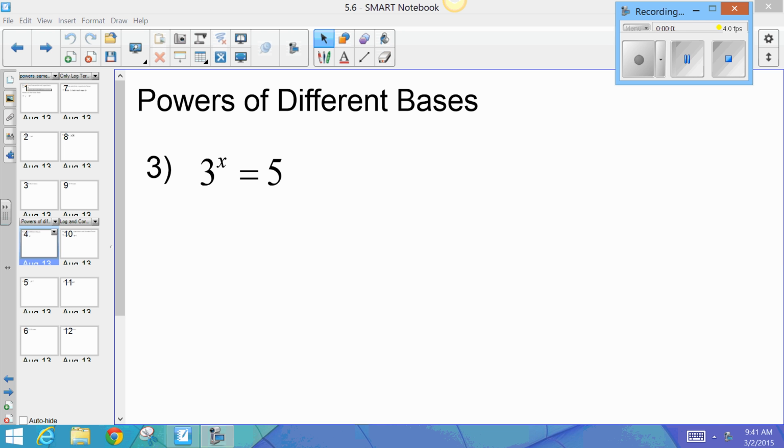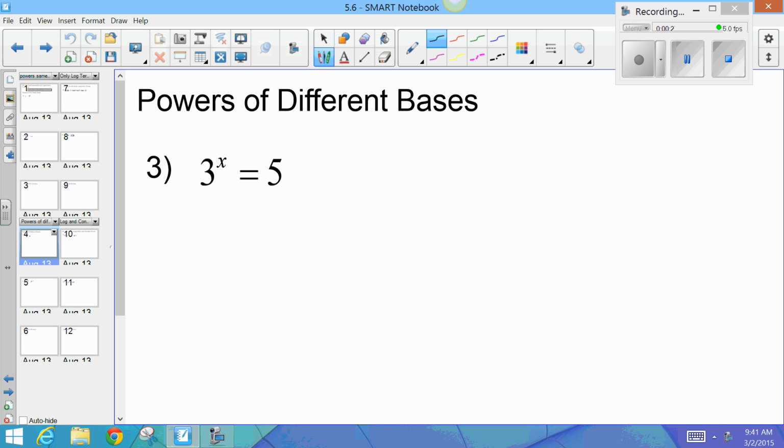This is pre-calculus notes on powers of different bases, section 5.6. For this problem that you see here, there's no way that you can rewrite the 3 and the 5 with a common base like we did in the previous problems. So what we're going to do for this is take a log of both sides.